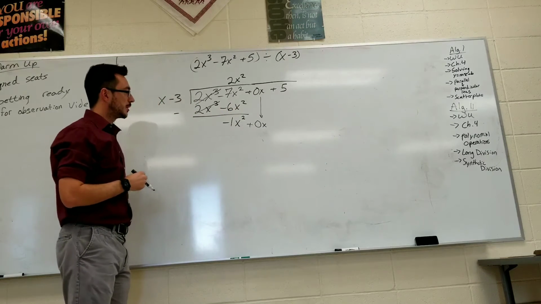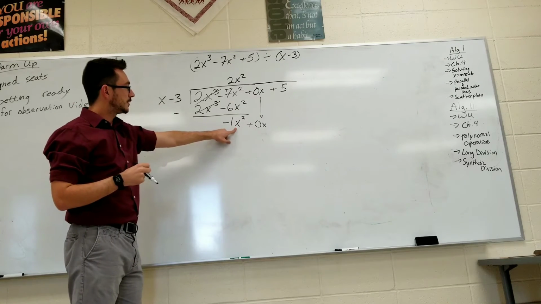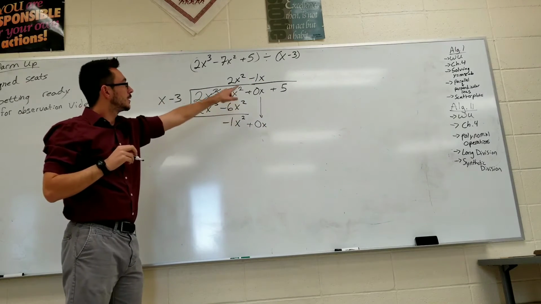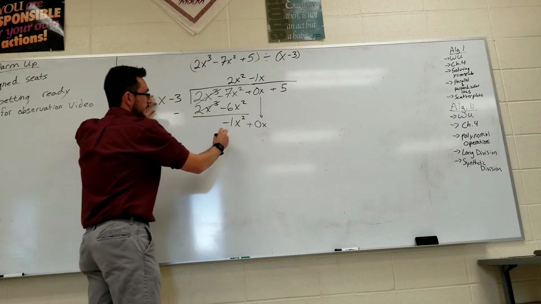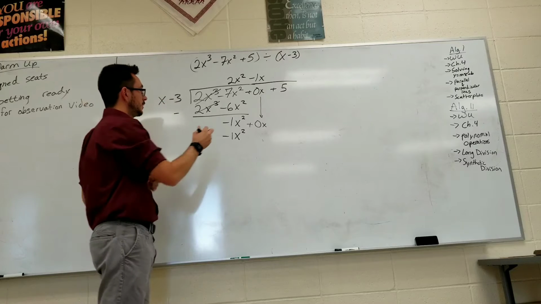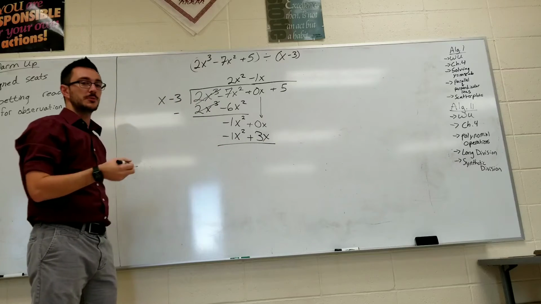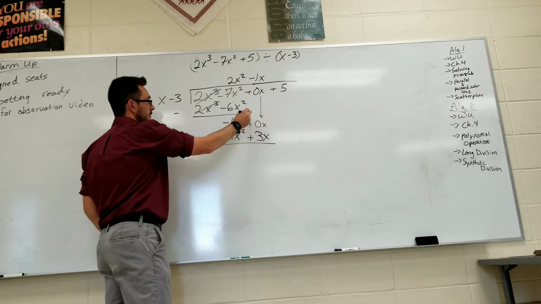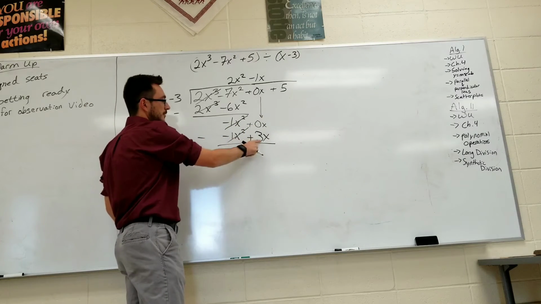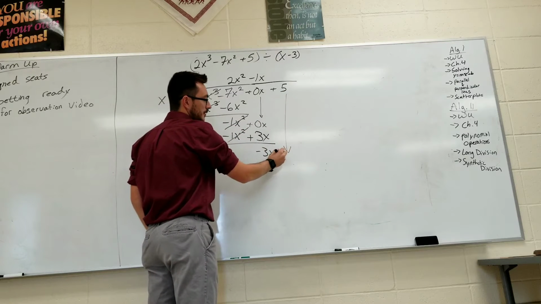All right, I'm repeating this process now, so I'm asking myself, what times this first thing gives me this now? So that's going to be a negative x, or negative 1x. If I carry out that multiplication, I get this again. But then negative 1x times negative 3 is positive 3x. Just like before, I'm subtracting. Just like before, these cancel. Same steps over and over again. 0 minus 3 this time, so it's going to be negative 3x. I'm going to have one more round of work as I drop down this 5.